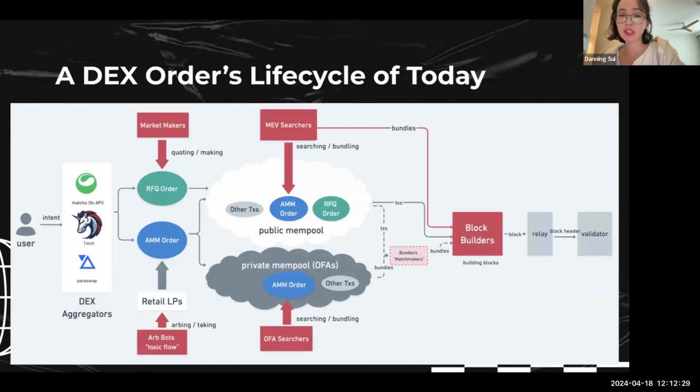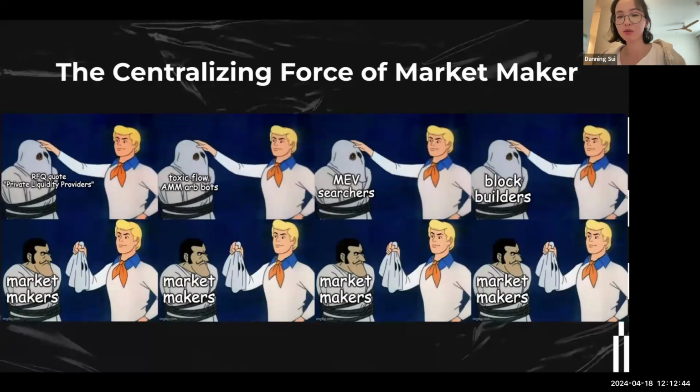And what's interesting, or concerning, here is that all the red stuff I highlighted: market maker, MEV searcher, ARB bots, OFA searcher, block builder, they're now basically all dominated by a few entities who are all market makers. So this meme is basically saying all these people with different names turn out to be the same party, and it's quite centralized, which is totally not the idea for DeFi.